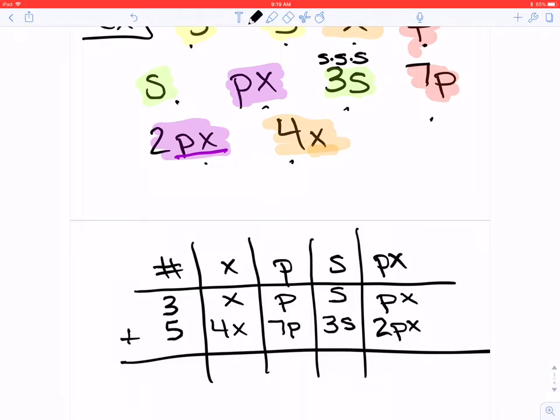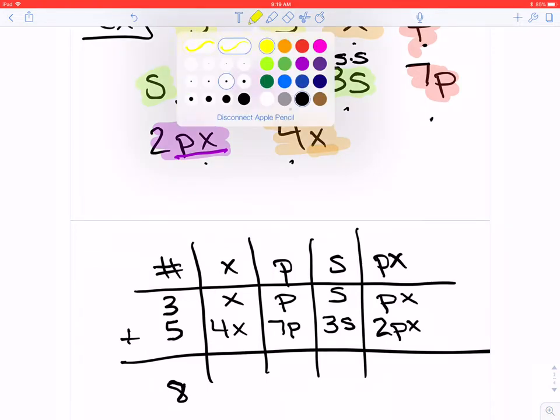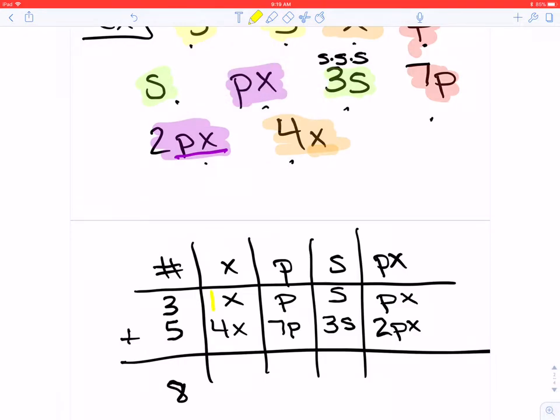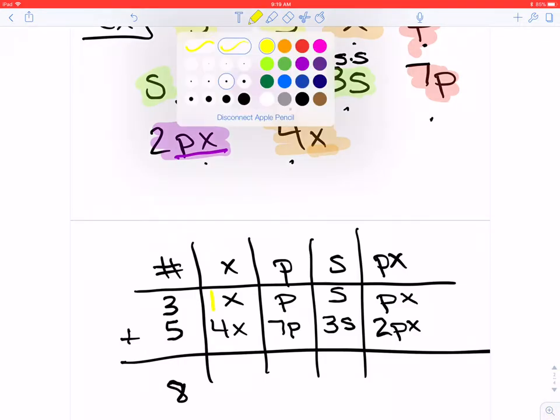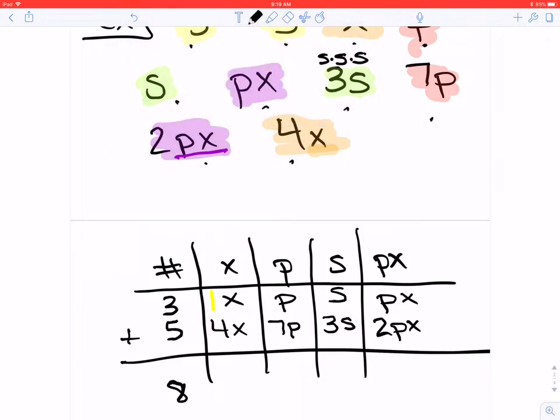3 plus 5 is 8. Now, an x is the same thing as an invisible 1x. So I have 1 plus 4, and the x just stays with it. I have 1x, and then I add 4 more x's. So I have a total of 5 x's, and those are positive. So I put a plus sign.